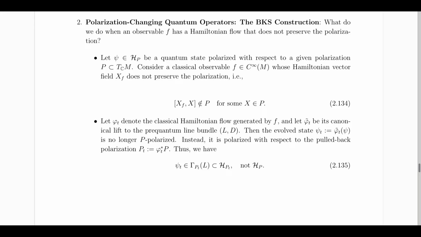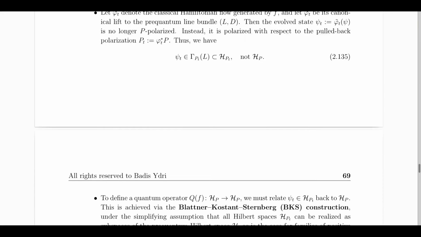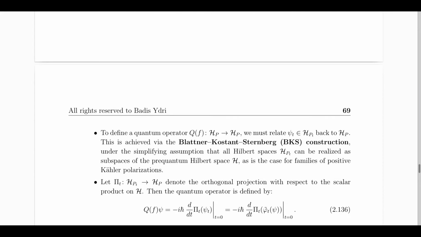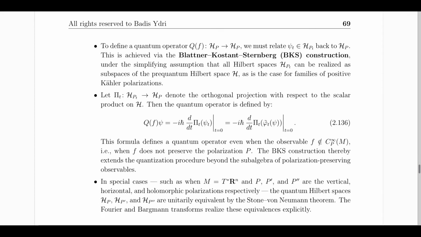To handle this, we turn to the Blattner-Kostant-Sternberg construction. Here's the idea. Even if the flow of an observable pushes us outside the polarized Hilbert space, we can track the flow, then project back to the original space. This projection, built using the inner product of the larger prequantum Hilbert space, defines a new operator. It extends quantization to observables beyond the polarization-preserving algebra.